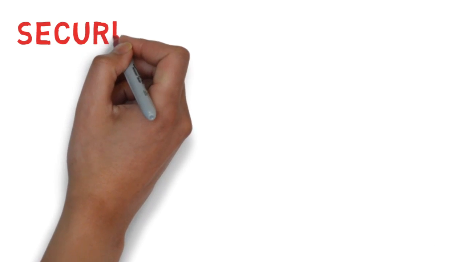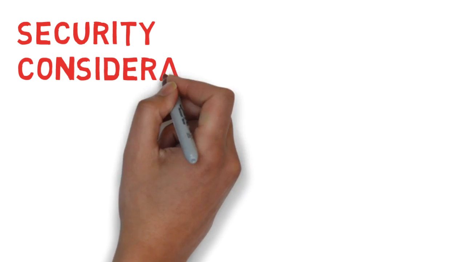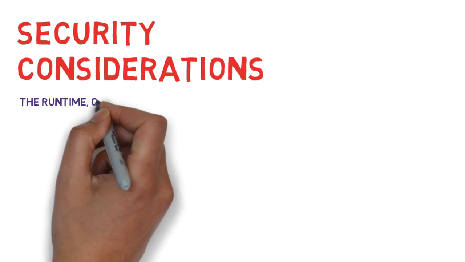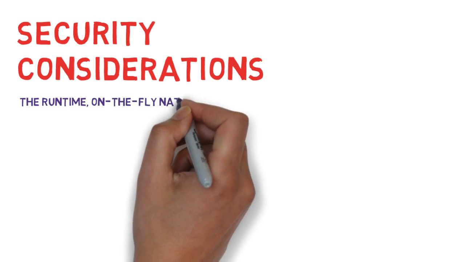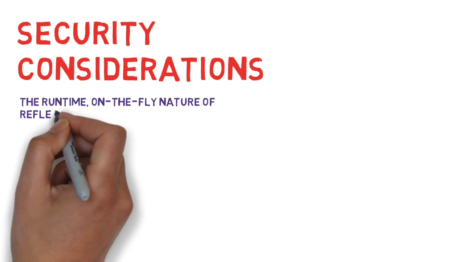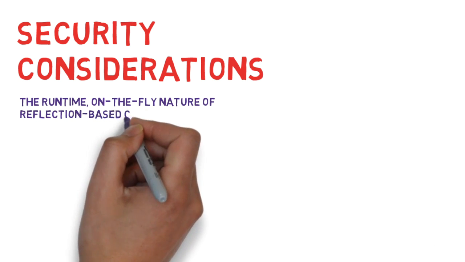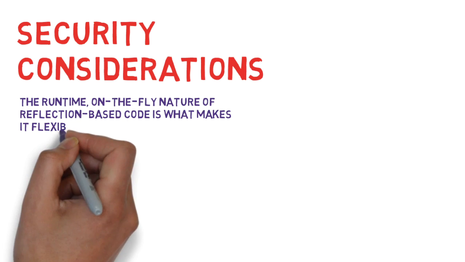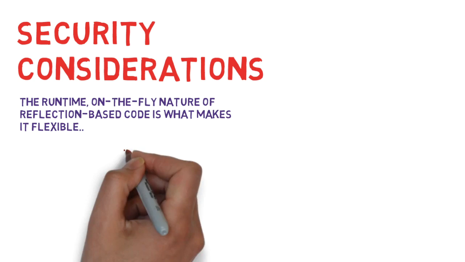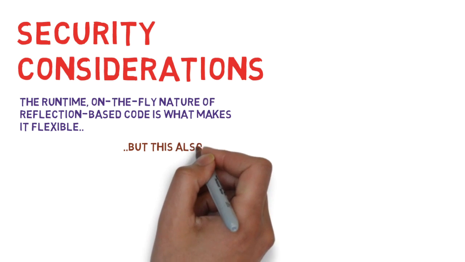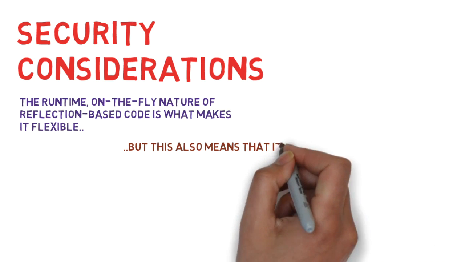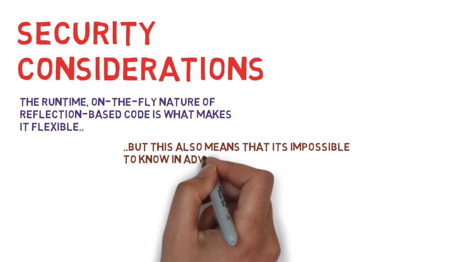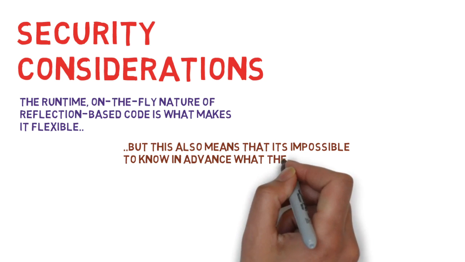Let's consider the security considerations. Now, reflection is entirely runtime based and it allows you to do a whole bunch of powerful things which you wouldn't be allowed to normally. This runtime on the fly nature of reflection is what makes it flexible and powerful. However, what does this mean? The implication is that it's impossible to know in advance what the code is attempting to do. In fact, that's also a reason that code cannot be optimized. It's very unclear at compile time what your code using reflection is trying to do exactly.